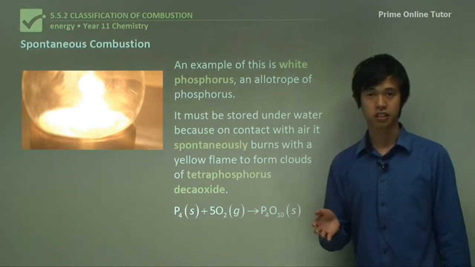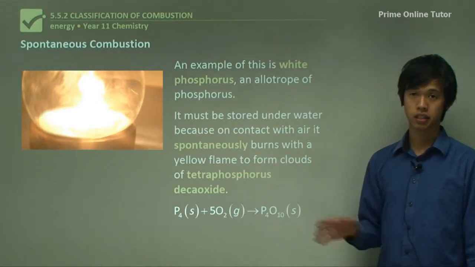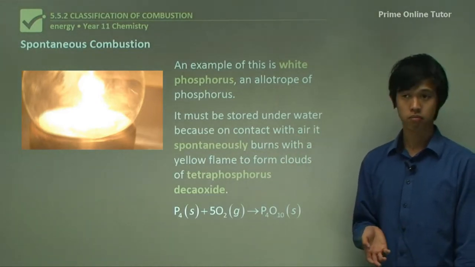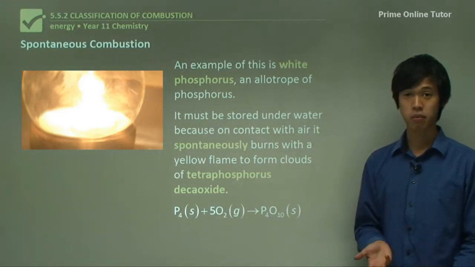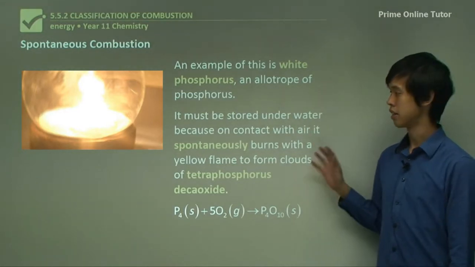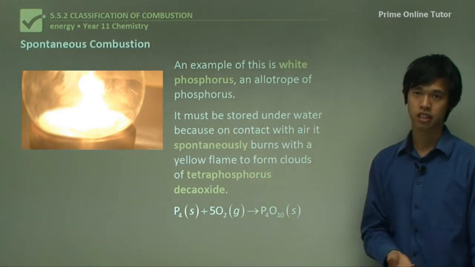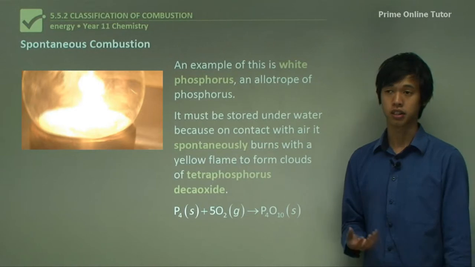White phosphorus is actually quite a nasty chemical, and a lot of military research is going into using it as a napalm or some kind of incendiary weapon. It's quite a cruel chemical to use as a weapon, so that's not a very good thing, but it's an example of how spontaneous combustion occurs.